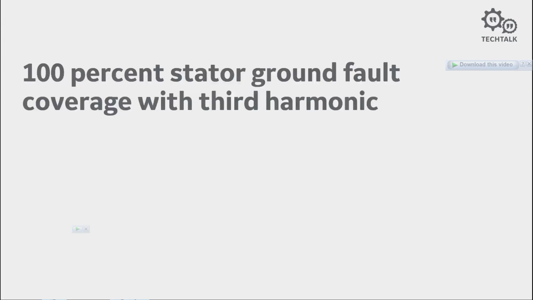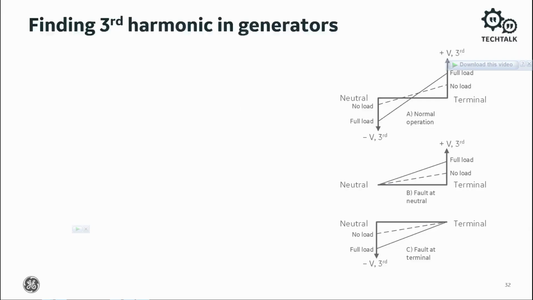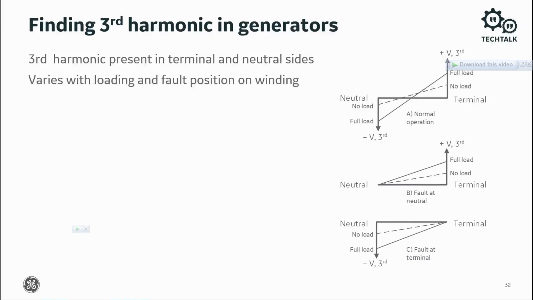A 100% stator ground fault coverage can be obtained with third harmonic voltage. Our task is finding the third harmonic in generators. A third harmonic voltage is present in both the neutral side and in the terminal side of the generator. This third harmonic voltage varies with loading and the fault position on the winding. Under normal operation, in the top graph, you can measure negative third harmonic voltage near the neutral and positive third harmonic voltage near the terminals.